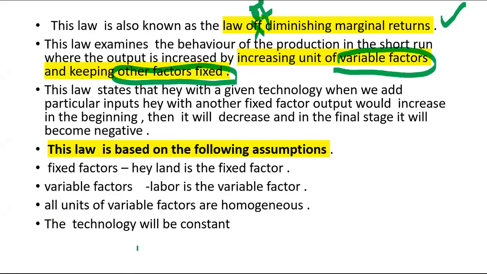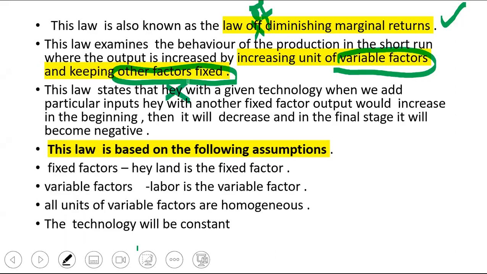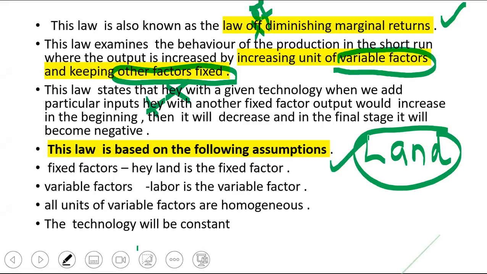This law states that technology remains the same. Some factors are fixed, in brackets, land. We change the labor, in brackets, the variable factor.